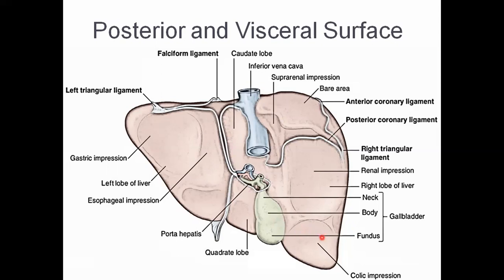What do we have here? We have the colic impression, which is formed by the right colic flexure, which in turn is formed by the large intestine. Then we have the right renal impression, which is formed by the right kidney. And here we have the right suprarenal impression. The right suprarenal impression is not very prominent, but it's over here.